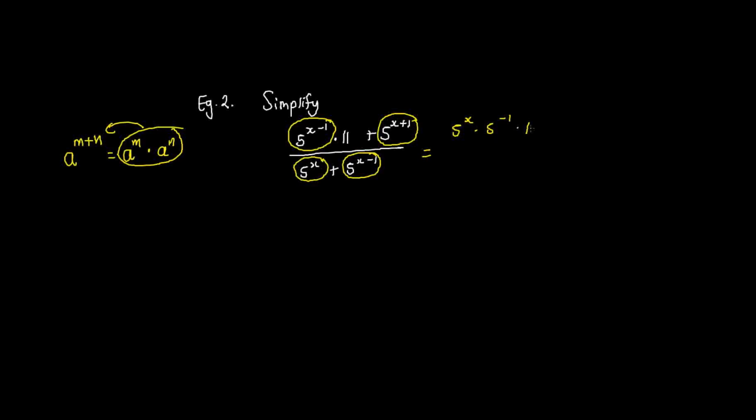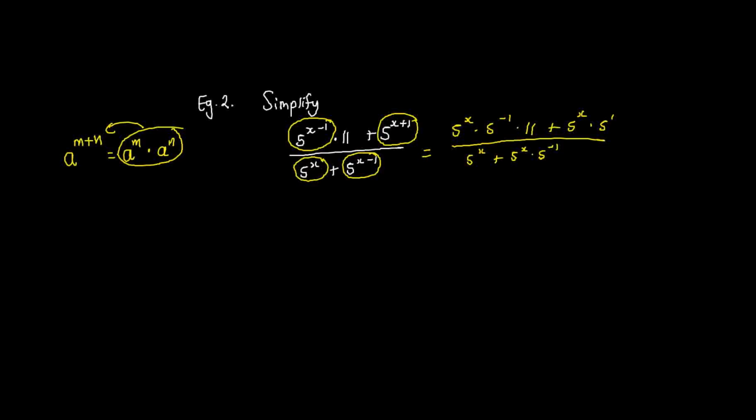Times 11 plus, now let's split this up into two values that are being multiplied to each other. 5 raised to the power of x times 5 raised to the power of 1, all over the denominator of 5 raised to the power of x plus 5 raised to the power of x times 5 raised to the power of -1 there as well. Now what can I do?